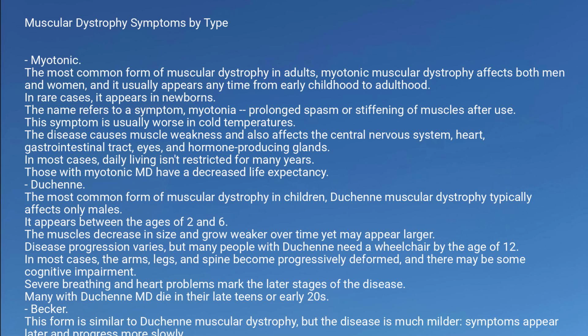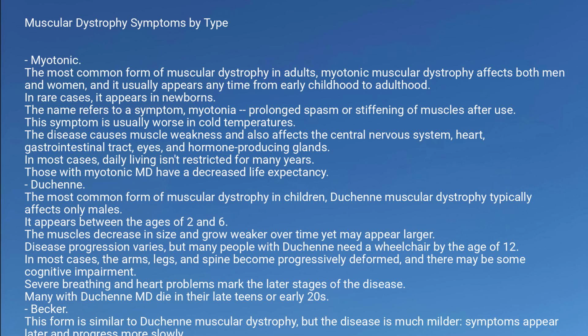Duchenne. The most common form of muscular dystrophy in children. Duchenne muscular dystrophy typically affects only males. It appears between the ages of 2 and 6. The muscles decrease in size and grow weaker over time, yet may appear larger. Disease progression varies, but many people with Duchenne need a wheelchair by the age of 12.